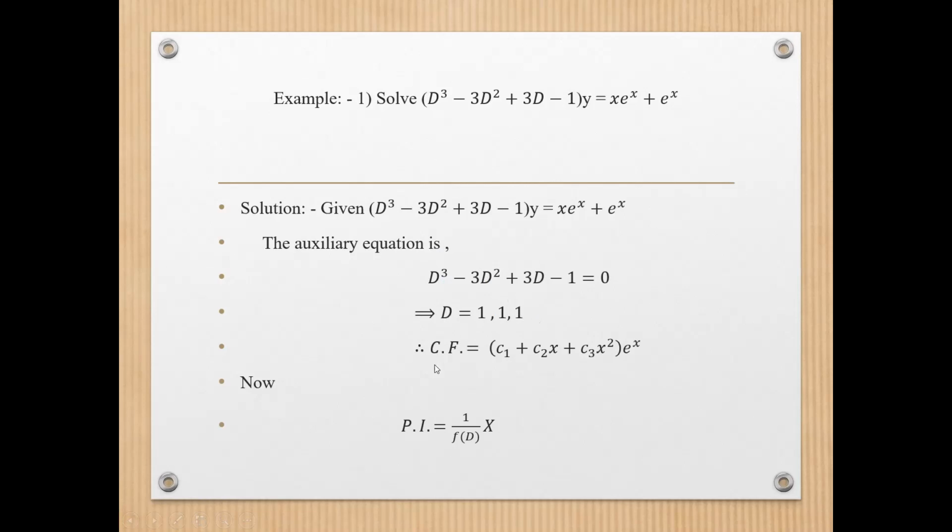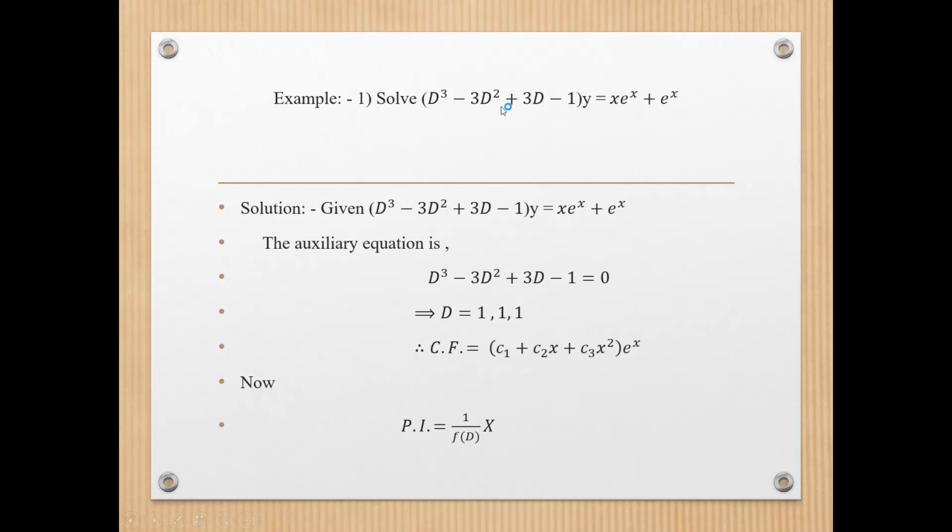So the complementary function is related to this real root repeated 3 times. The complementary function is (c1 plus c2 x plus c3 x square) into e raised to x. You may also write this bracket as c1 x square plus c2 x plus c3, no problem, both give the same answer. This is the complementary function related to this linear differential equation with constant coefficients. Now we have done half the part. Next we have to find the particular integral. This is the definition of the particular integral: PI is equal to 1 upon f of D into X.